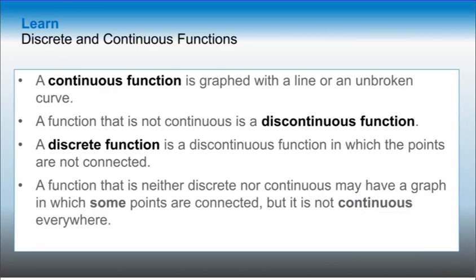A continuous function is a graph with a line or an unbroken curve, like the example I just drew. A function that is not continuous is a discontinuous function. An example of a discontinuous function is a discrete function. Here they're just individual points that are not connected. Now you could have a line where some points are connected, but then there's some points that are not connected. We would consider that neither discrete nor continuous.